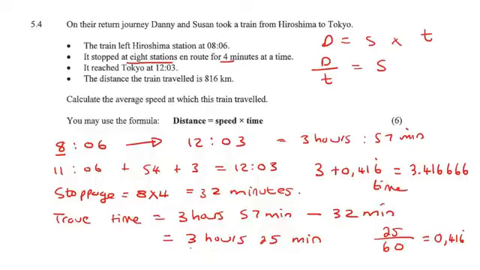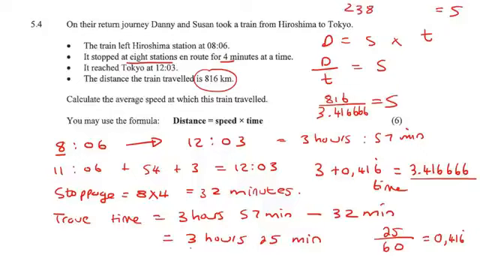It's not correct. Okay, so now we can use this formula. So speed is equal to distance, which was 816 kilometers, and the total time is 3.416666. And if you had to go work this out, you would see that the average speed is going to be, let me write it up here, 238.83 if you round to 2 decimal places, kilometers per hour, and that is the speed.